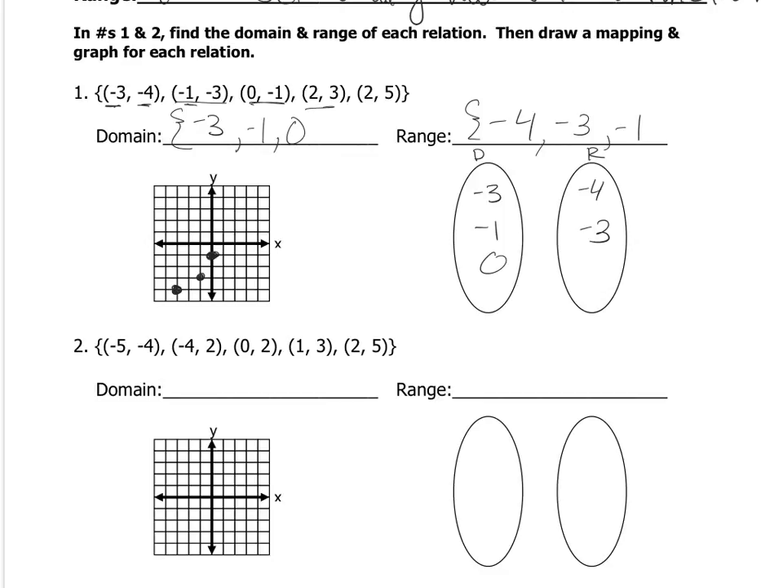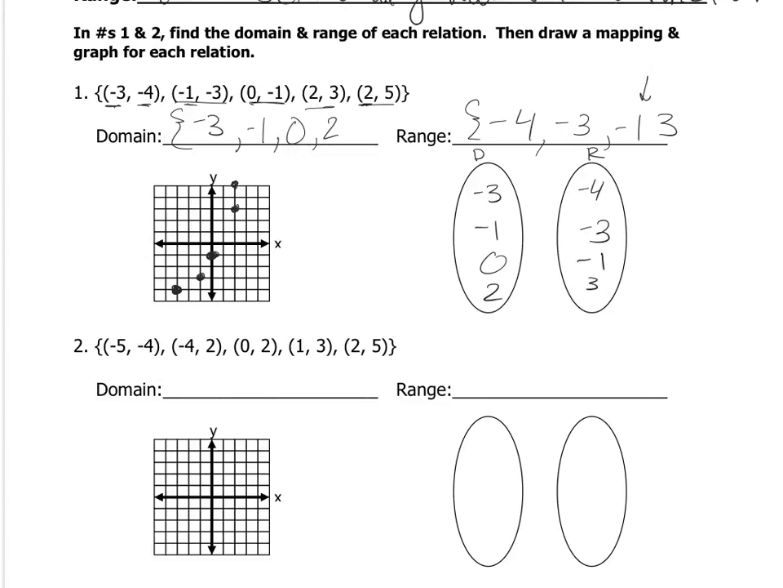Next, I have over 2, up 3 on my graph. The 2 would go in my domain, and the 3 would go in my range. I forgot to add the -1 in my range from before, so I'll just add that guy now. Perfect. Okay, and then I have over 2, up 5, which is right here.